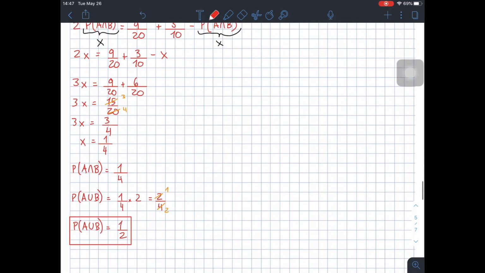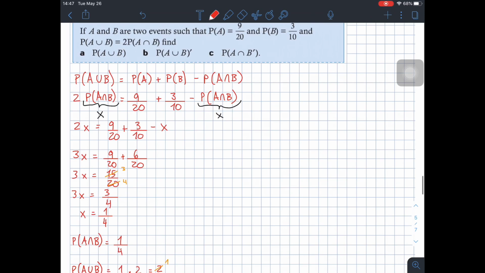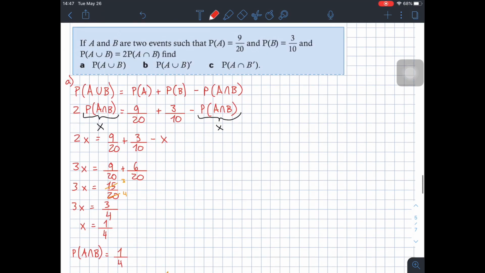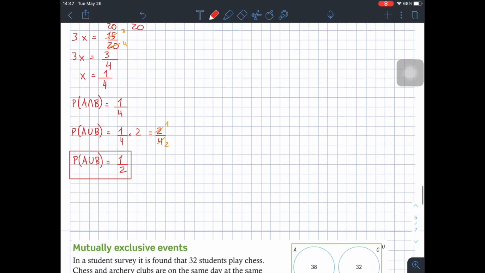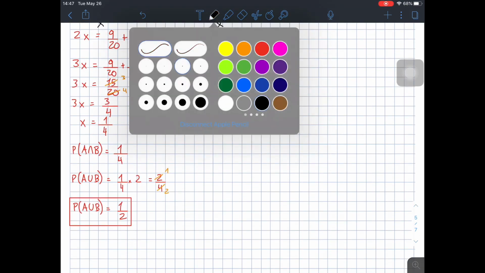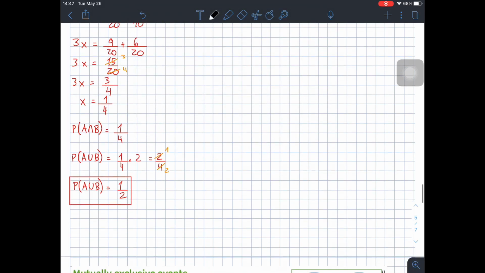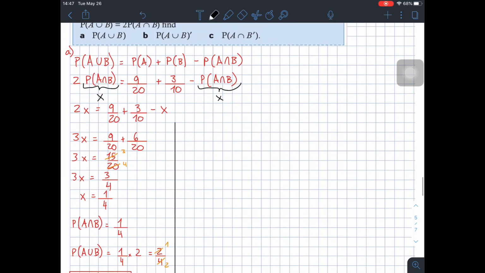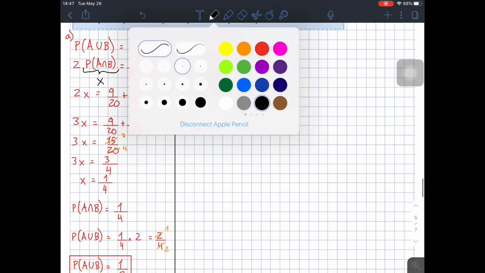I forgot to write A. Let me write A here. Okay, then we have part B. Let's see if I have space to work with that. I'm going to separate this right here. Okay, so then I have part B.